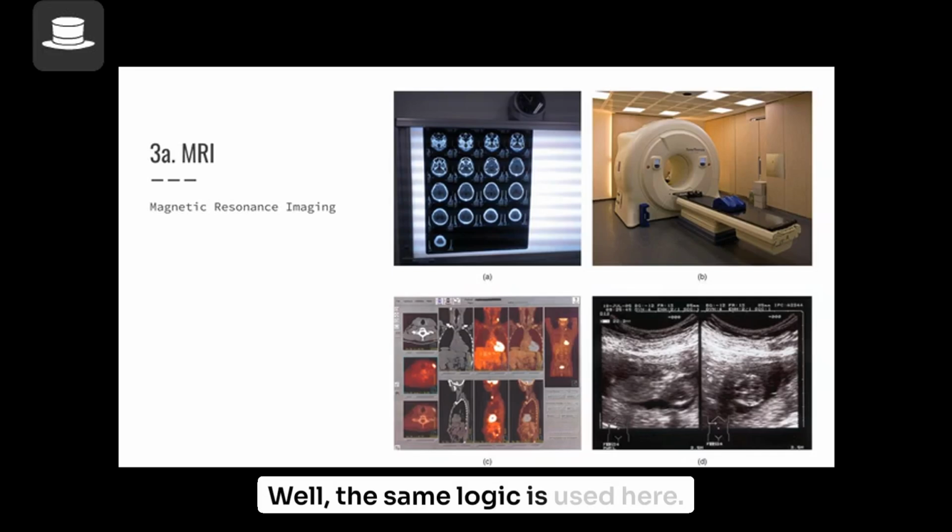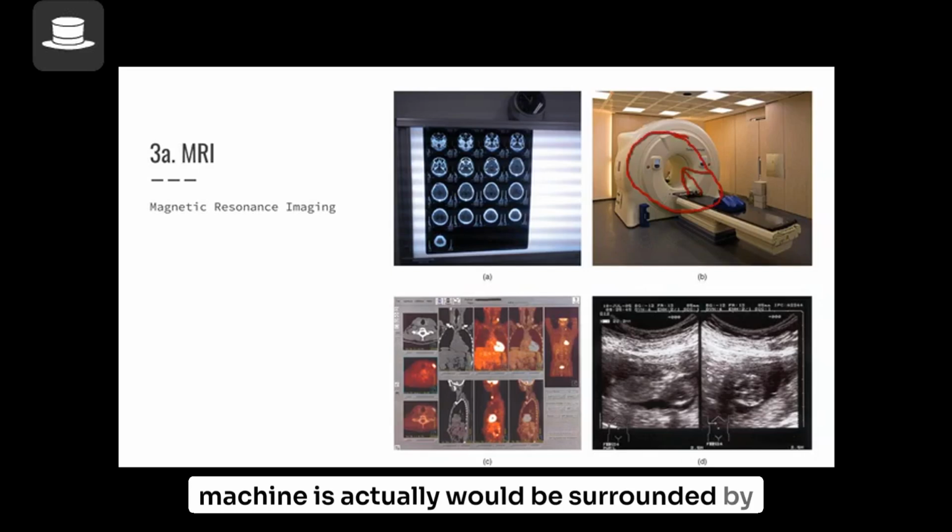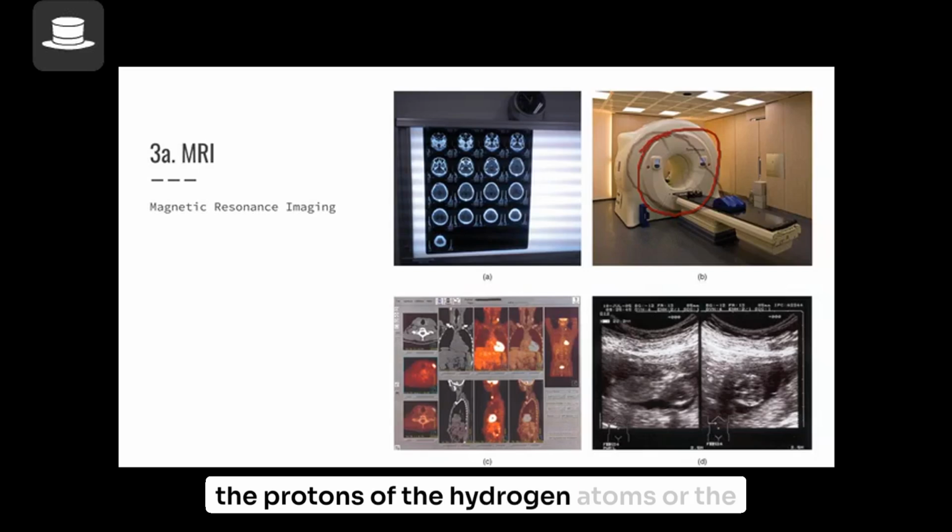Well, the same logic is used here, where the individual who's sent into this MRI machine would be surrounded by a strong, artificially generated magnetic field. This would realign the protons of the hydrogen atoms in the structures in the parts of the brain. And this alignment gives a specific signal.